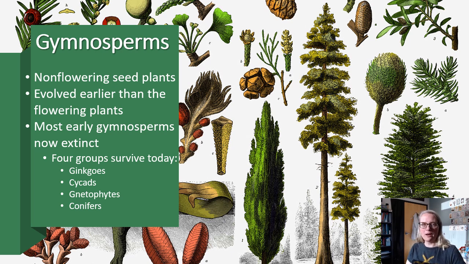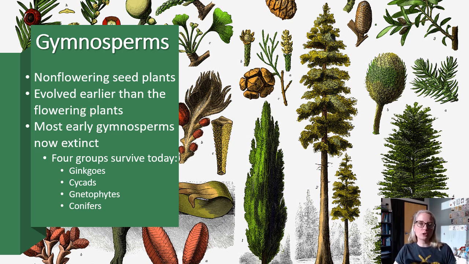So, our two groups of vascular seeded plants. We have gymnosperms. Gymnosperms are your cone-bearing plants, which is kind of what gymnosperm means. So they are going to have some kind of reproductive cone for housing their eggs and sperm, their pollen and their eggs. They came along the scene a little earlier than your angiosperms, the flowering plants. So evolutionarily they're a little bit older.